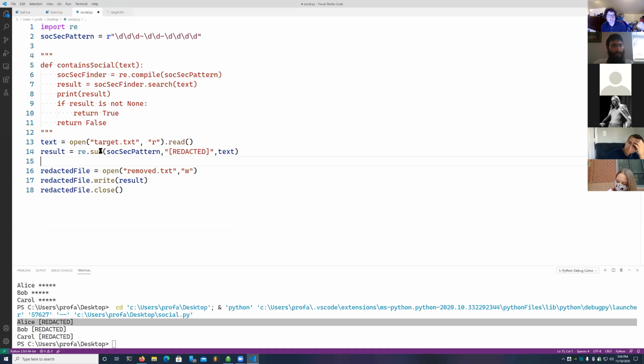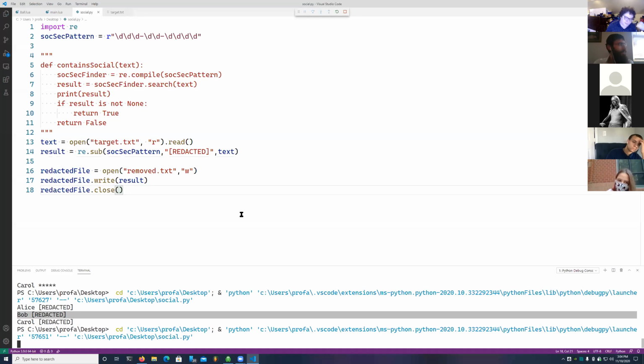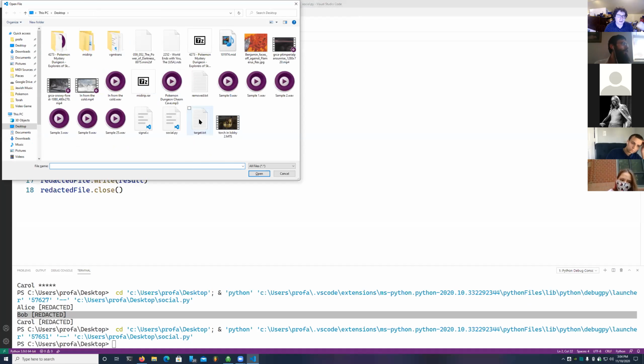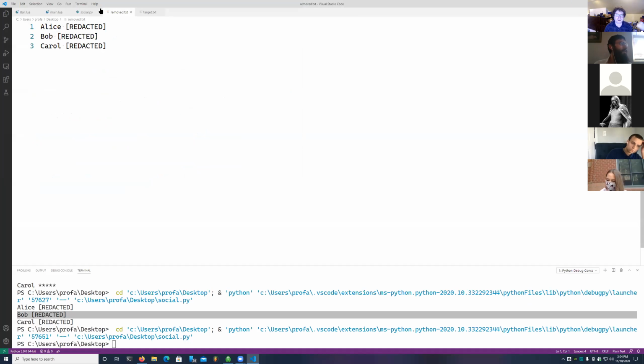So here we go. Set up a regular expression, do the actual read of the file, do all the replacing, output it to a file, run it. Doesn't come up with anything because of course it doesn't. I didn't ask it to. Instead, we're going to go to this file. And now you can see, there you go. And I didn't overwrite our original file.